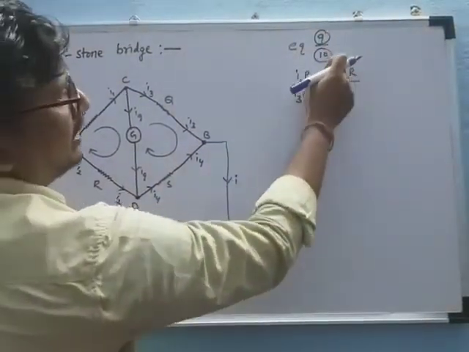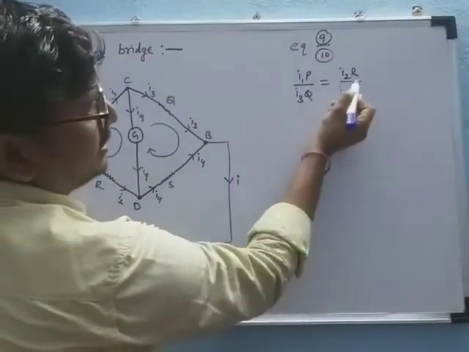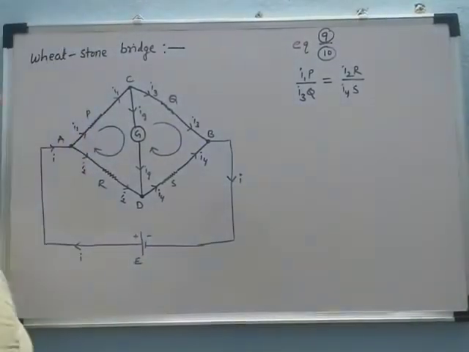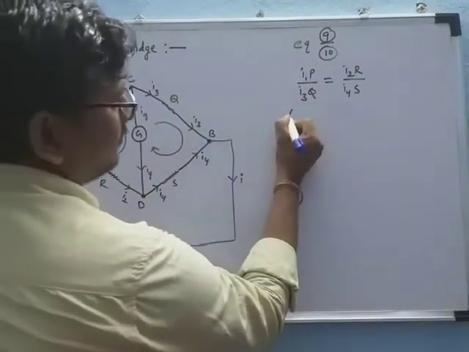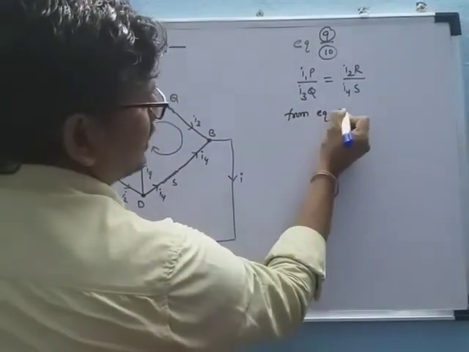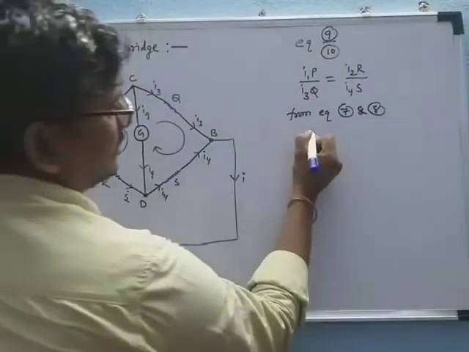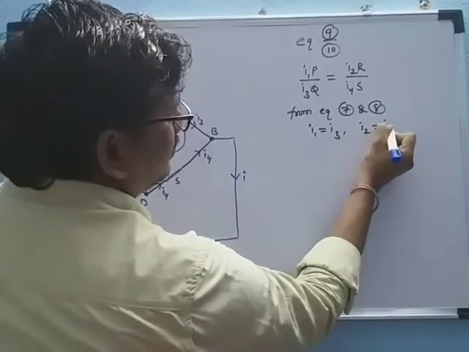Equation 9 divided by equation 10. Equation 9 is I1P is equal to I2R, and equation 10 is I3Q is equal to I4S. But we know from equations 7 and 8 that I1 is equal to I3 and I2 is equal to I4.